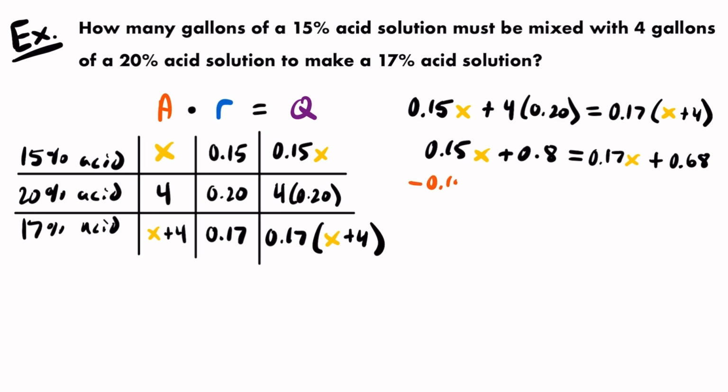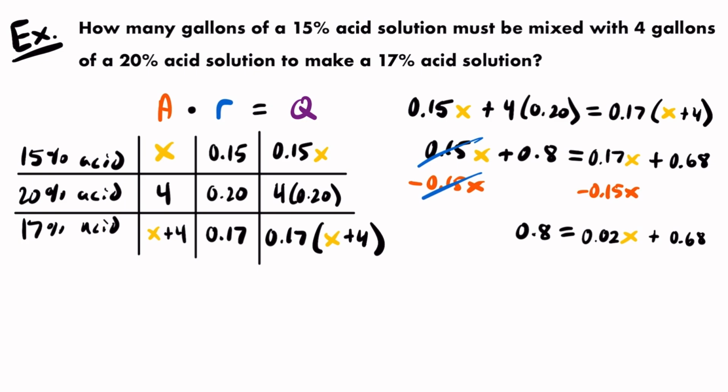We'll subtract 0.15x here and subtract it here. And so these two terms will cancel out, just leaving you with 0.8 on this side of the equation. And then 0.17x minus 0.15x will give you 0.02 times x. And then we still have plus 0.68.